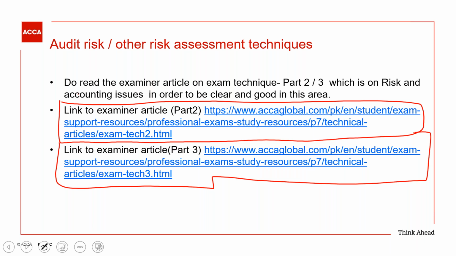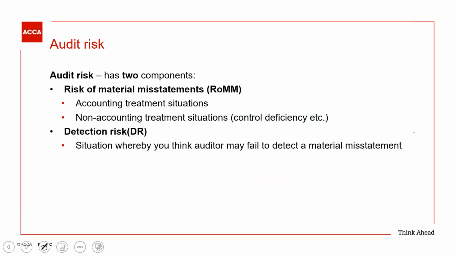Let's start with the importance of audit risk and how you should be good at audit risk in the upcoming exams in September 19. Now, when we look at audit risk, each one of you must be very familiar that audit risk comprises two components. One component is known as risk of material misstatement, which is the most important component of audit risk. And then there is another component, which is known as detection risk.